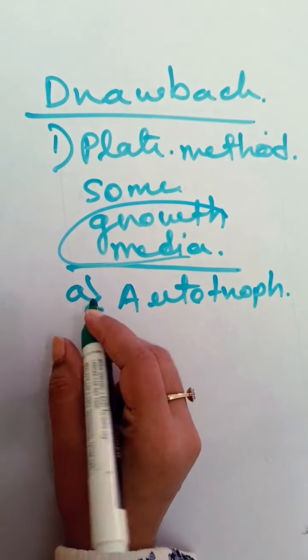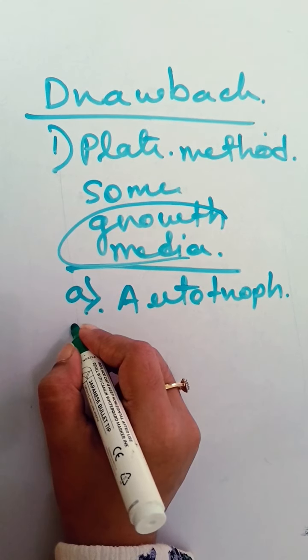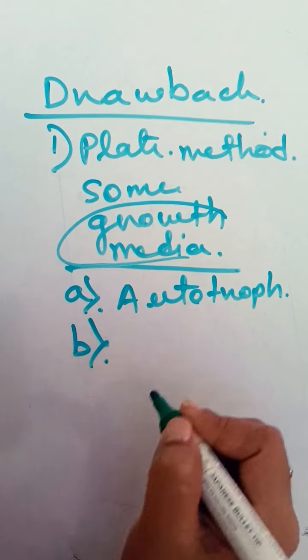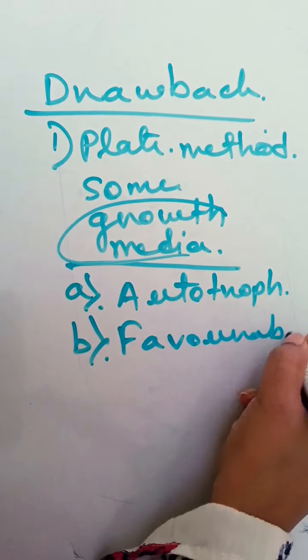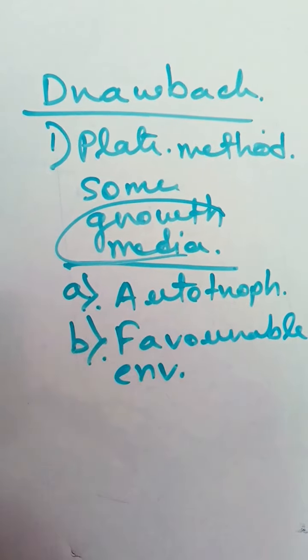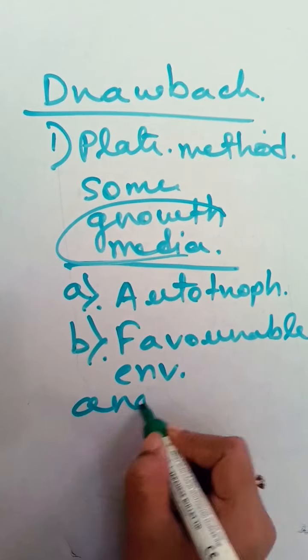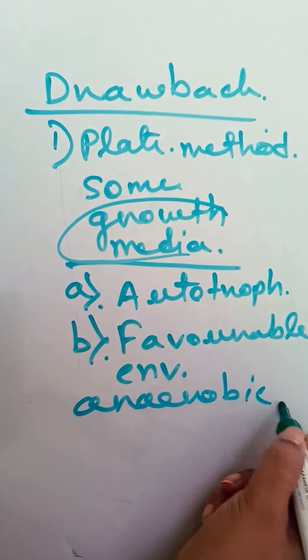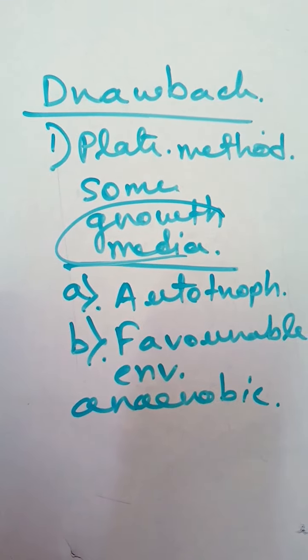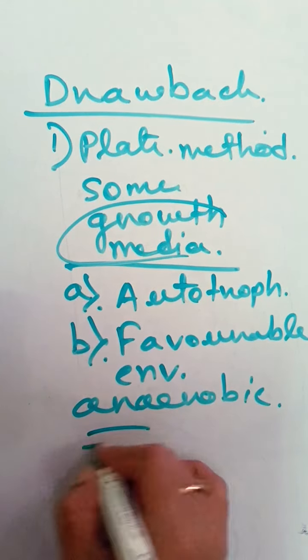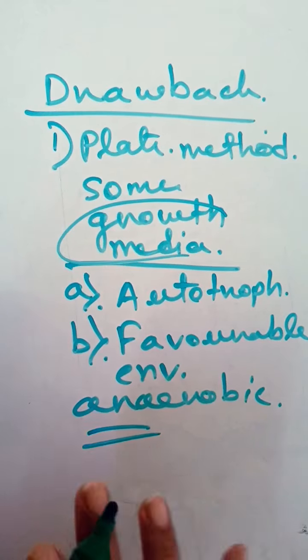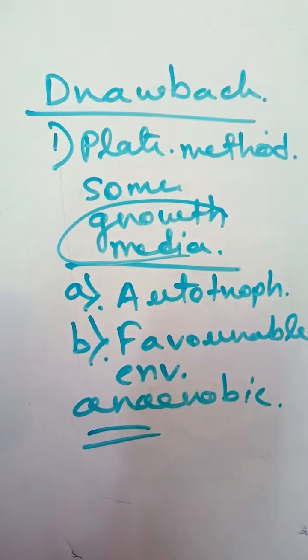Then there is another problem. Sometimes the bacteria don't have the favorable environmental conditions, like anaerobic bacteria. If you really want to isolate anaerobic bacteria, and you apply the method of isolating aerobic bacteria from the soil sample, anaerobic bacteria will never grow on that media under aerobic condition. So these are the main drawbacks of using the direct plate count.